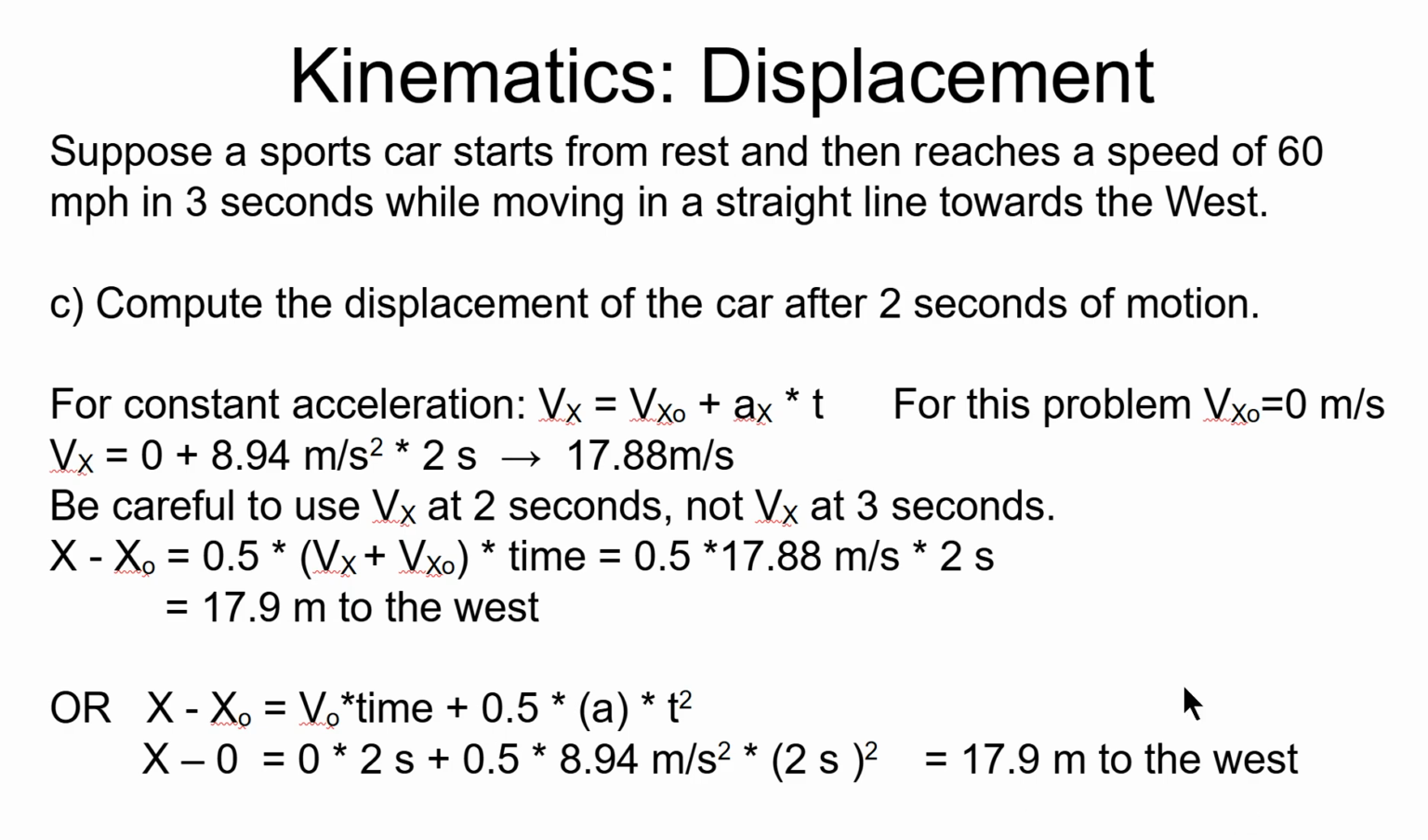Well, the acceleration, we're told this car is moving in a straight line towards the west, and it's picking up speed, but it's moving to the west. This is a one-dimensional problem. It's not going north or south at all, just to the west.